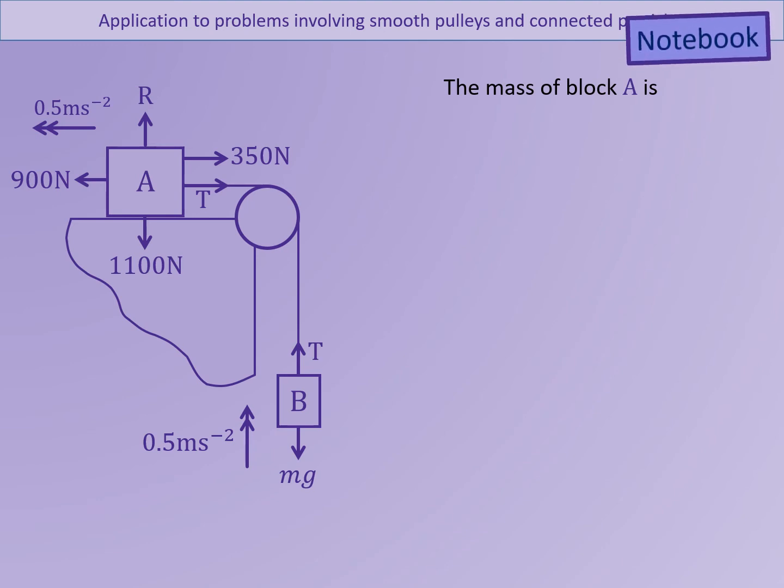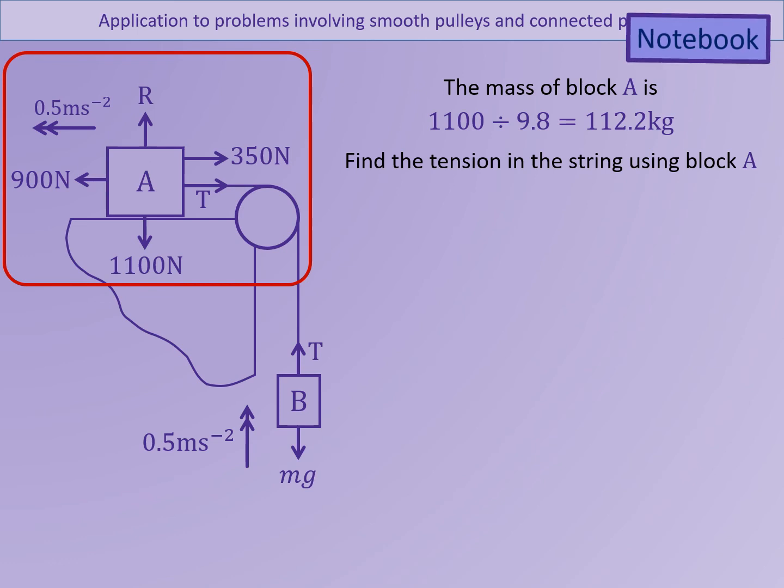In order to use F equals ma, we need to know the mass of block A. Using W equals mg and the fact that we know that W is 1,100 and G is 9.8, we can calculate that 1,100 divided by 9.8 gives us a mass of 112.2 kilograms.